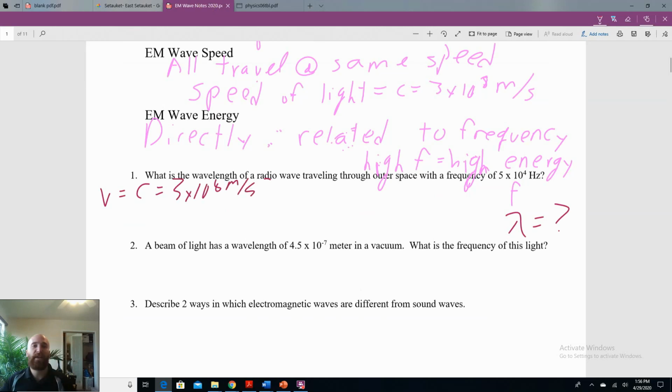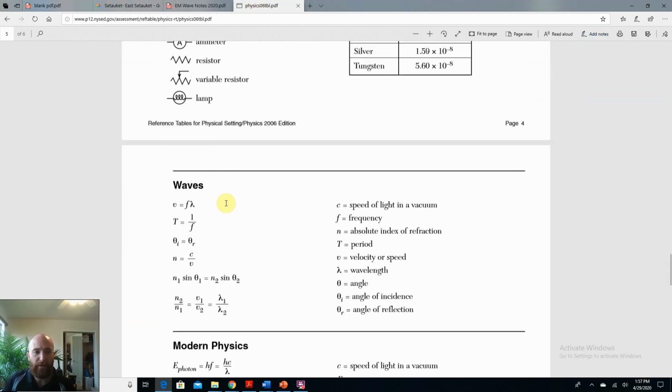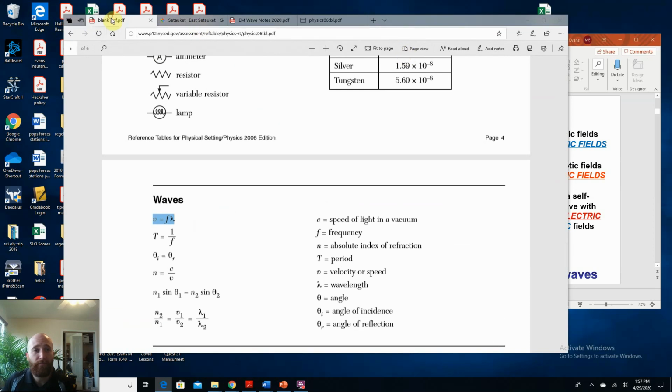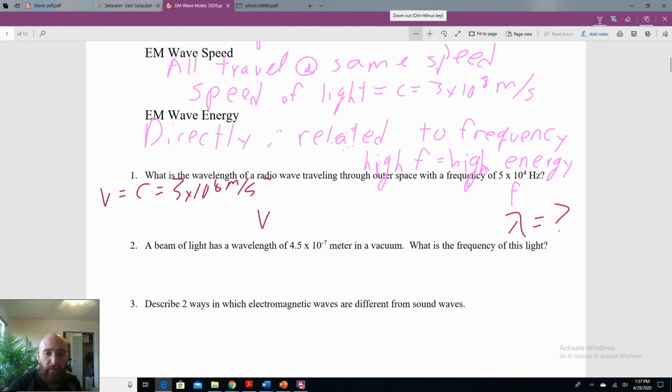And if you got through that mechanical waves quest, you might have noticed that there was one equation that showed up an awful lot. It was, in our wave section, v equals f lambda. So this equation is going to keep popping back up for us in this unit as well, because it applies to all waves. So, v equals f lambda.